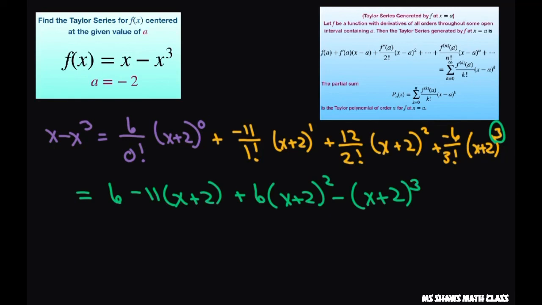And for convergence, it's a finite series, so it converges for all x. So your radius of convergence is infinity.